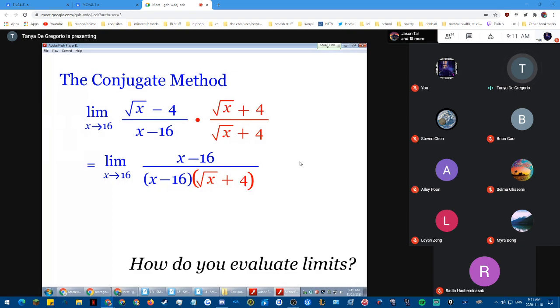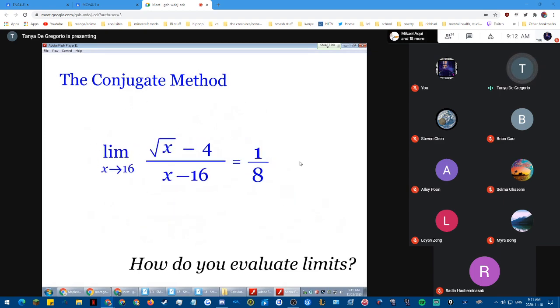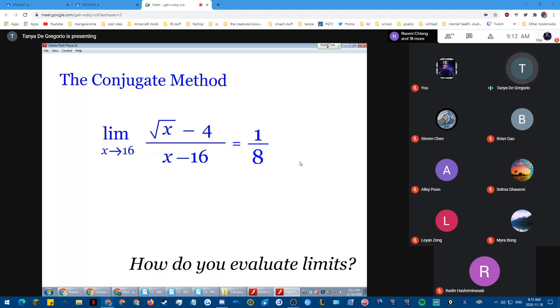Since I have x minus 16 in both the numerator and denominator, I can cancel them, just like I canceled like terms in the factoring method, and I'm left with the limit as x approaches 16 of 1 divided by the square root of x plus 4. Do you see why we didn't want to multiply out the bottom? It makes simplification much easier. Now I'm able to plug in 16. Substitution works. When I do so, I get 1 divided by 8. So the limit as x approaches 16 of my original function is 1/8. And that's the conjugate method.